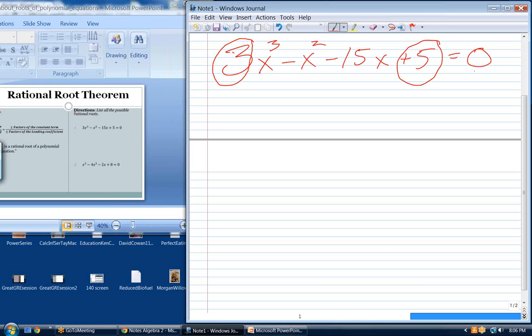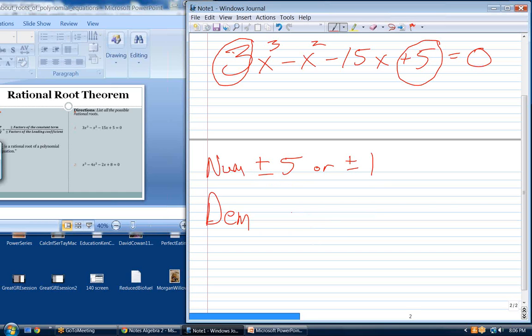So factors of 5 are plus and minus 5 and plus and minus 1. Notice that it's plus and minus. So the numerator could be plus or minus 5 or plus or minus 1. And the denominator has to be plus or minus 3 or plus or minus 1. So what are our possible rational roots? Do all combinations.